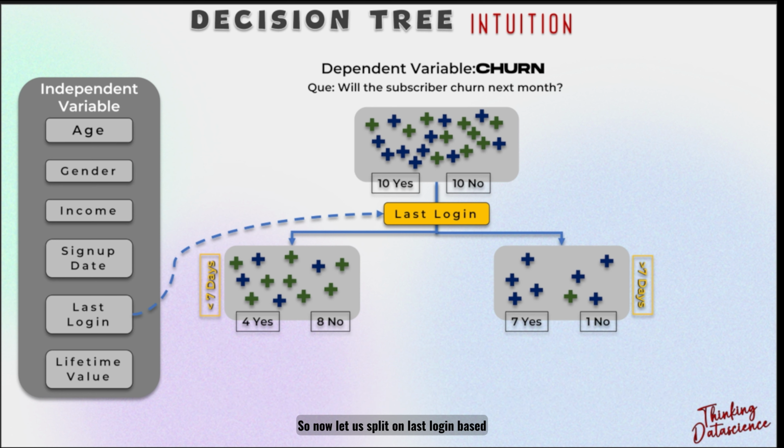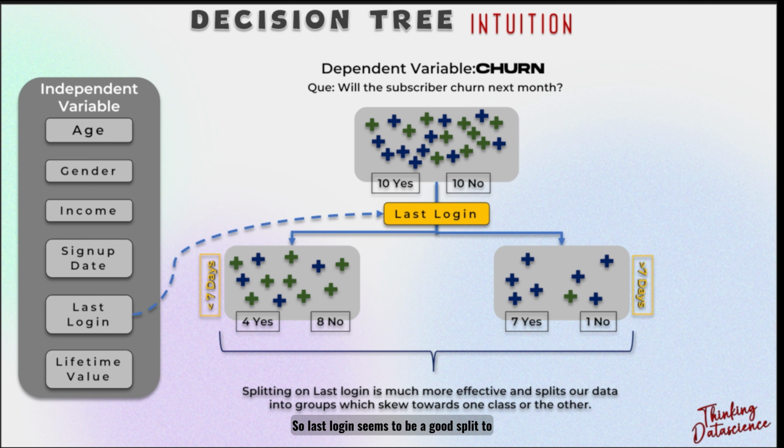So now let us split on last login based on whether the subscriber logged in less than or more than 7 days. So it appears that data has been divided in a useful manner. On the right side of the split, there are 7 subscribers who have churned and 1 who has not. On the left side, where the duration is less than 7 days, 4 subscribers have churned and 8 have not. So last login seems to be a good split to predict if somebody will churn or not.